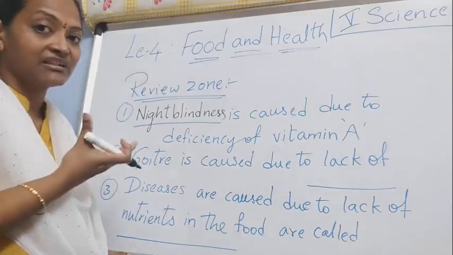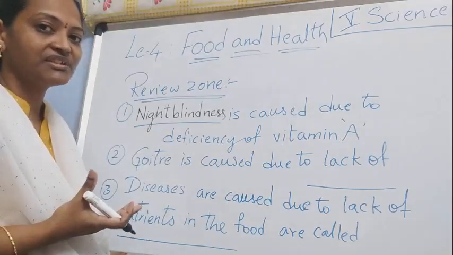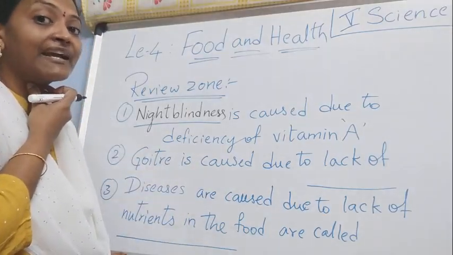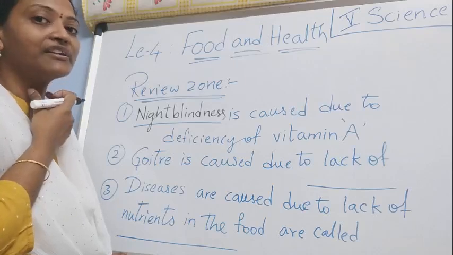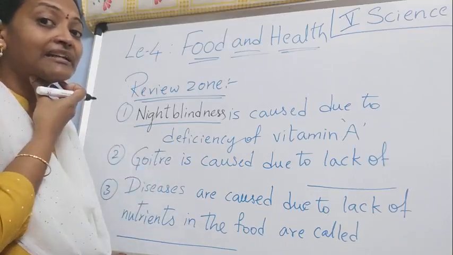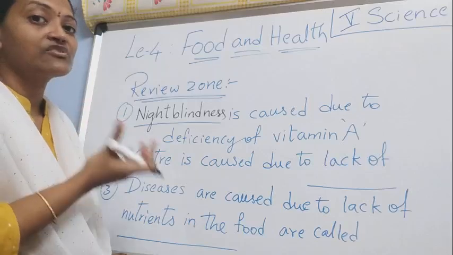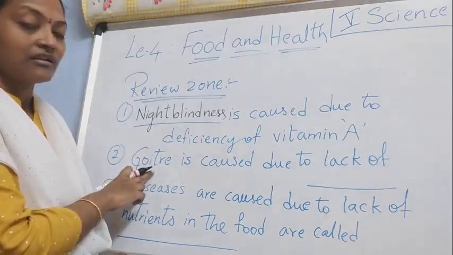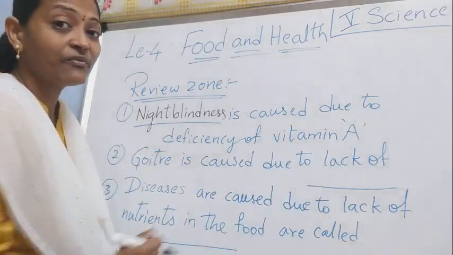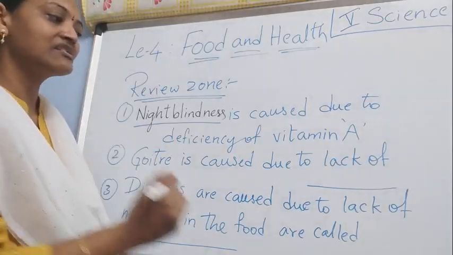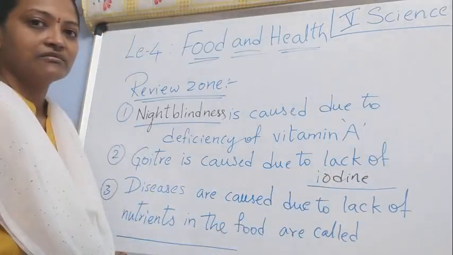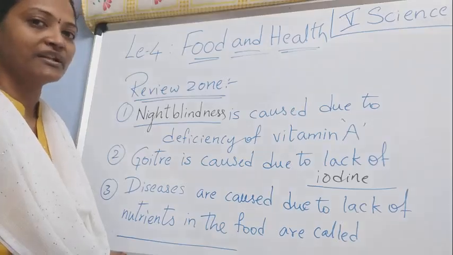Next, goiter. Goiter means the neck region bulges, isn't it? So the neck region is bulged. Why? Because here we have the thyroid gland. That gland needs iodine, right? Why does goiter come? Because the thyroid gland needs iodine. If the person is not taking iodine properly, then goiter will occur, right? Now tell me, goiter is caused due to lack, meaning not taking at all, what is that? Iodine, right? So the person is not taking iodine properly, right, children?